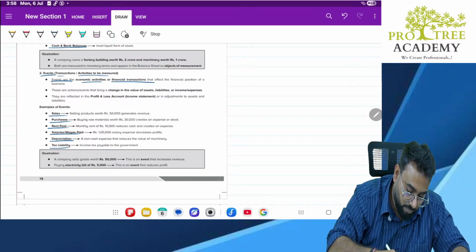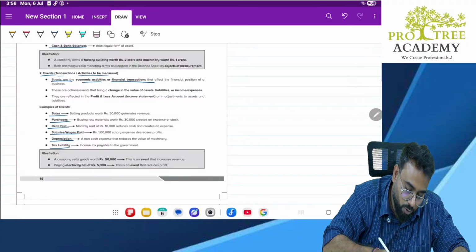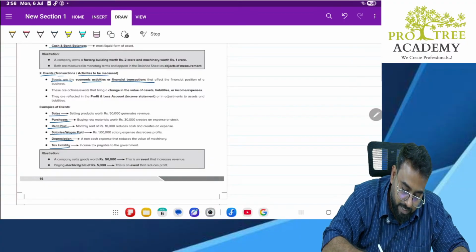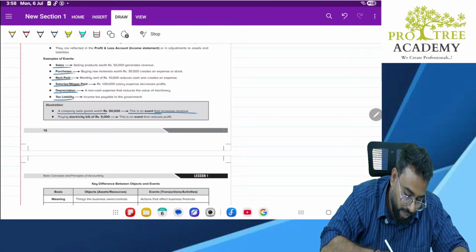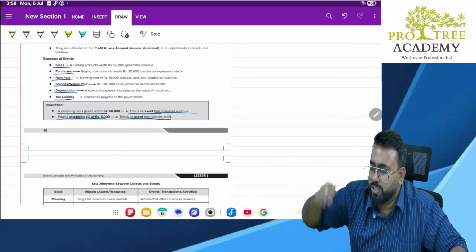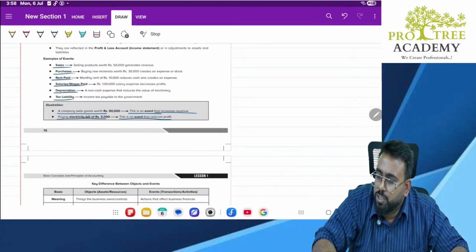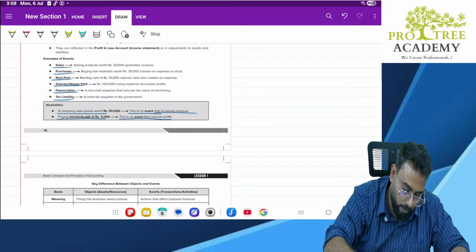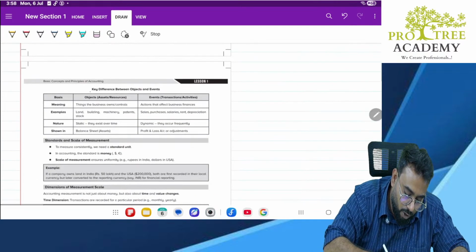So a company sells goods worth rupees 50,000. This is an event that increases the revenue. Paying electricity bill of 5,000 is an event that reduces the profit. That means it is financial in nature, which will impact our financial position or financial performance. Clear? Okay. Let's see key differences between objects and events.